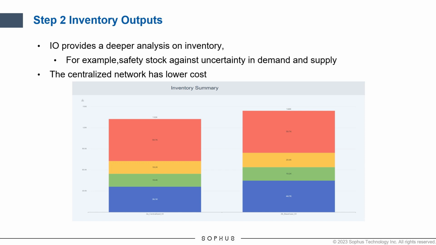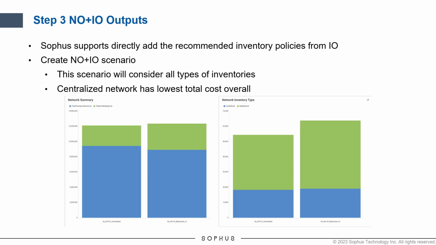Here, the centralized network demonstrated lower costs because of the efficiency of consolidation of Class B and C inventory into a single central warehouse. Ultimately, through combining network and inventory optimization, we calculated the holistic costs for each scenario. This analysis includes all types of inventory, revealing that the centralized network, despite incurring higher transportation expenses, results in the lowest total costs due to significantly reduced inventory costs.